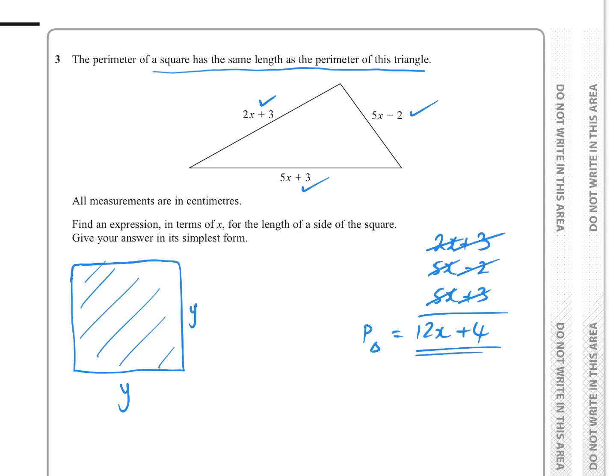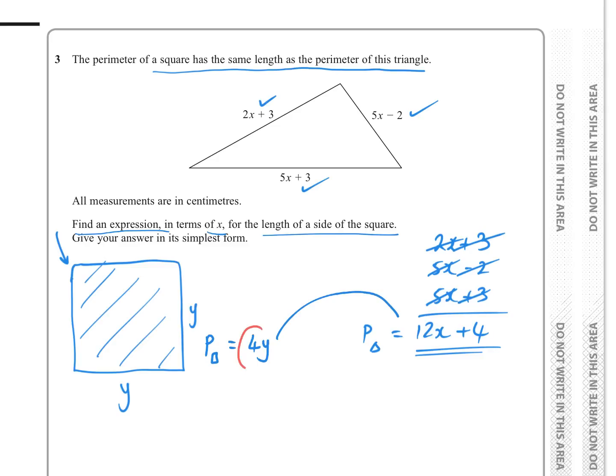But it says that the perimeter of the square that we've drawn here has the same length as the perimeter of this triangle. Well, we know the perimeter of this square is just 4 lots of y, because they're all y for each length. Now, we are told that they are equal, so we should find an expression in terms of x for the length of the side of the square.